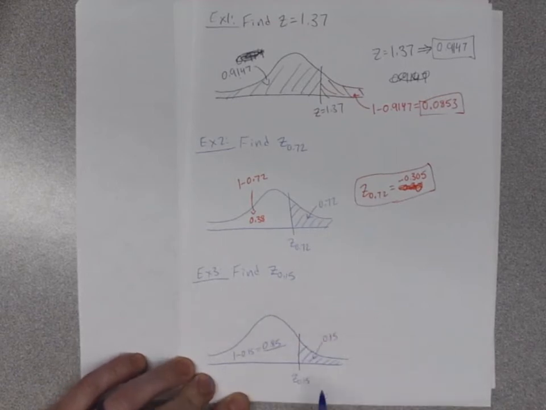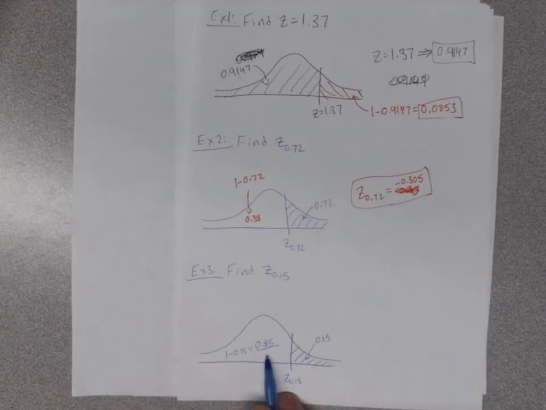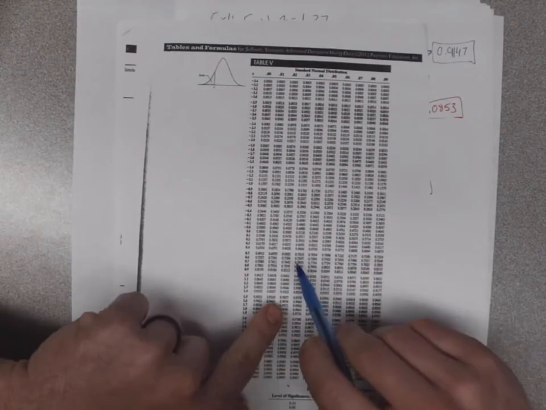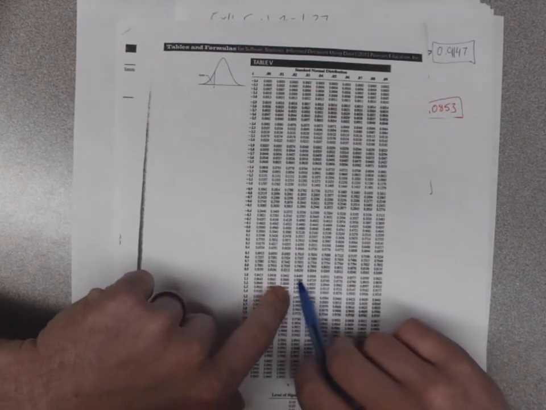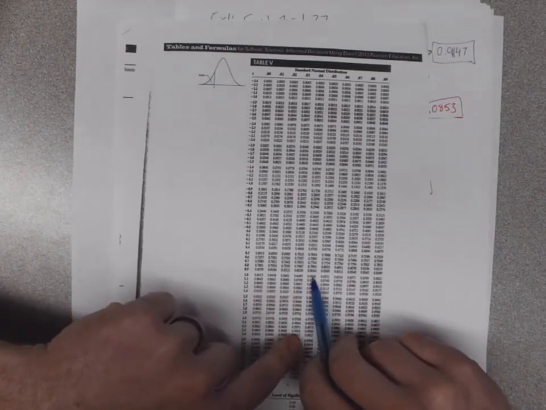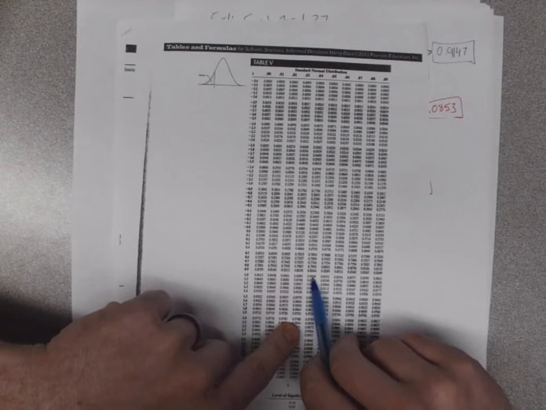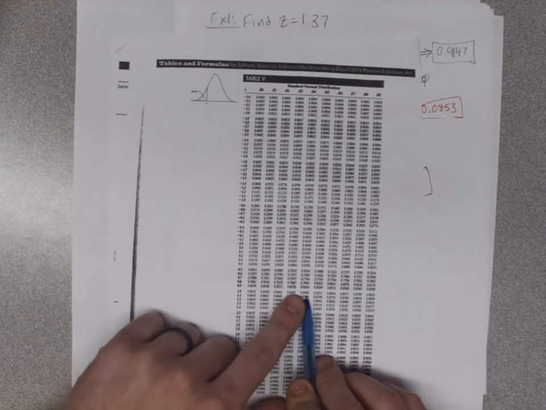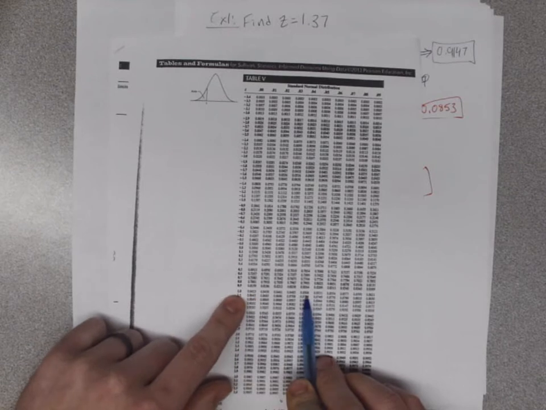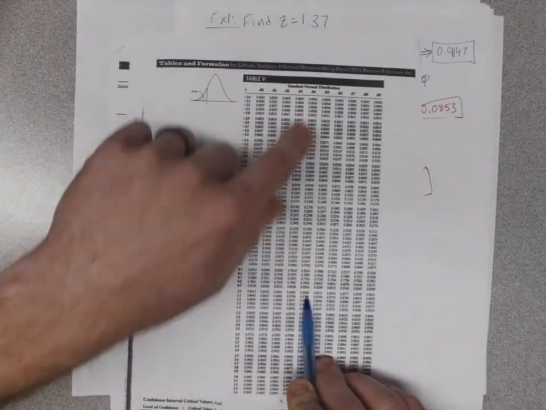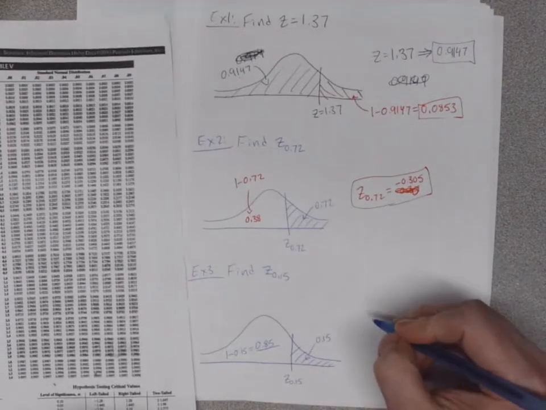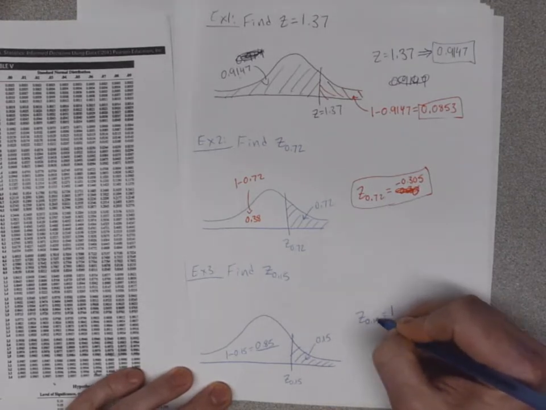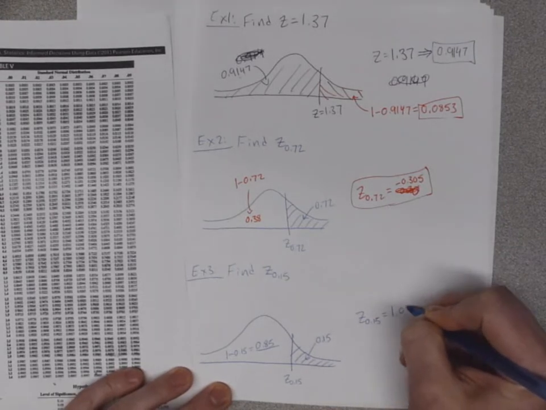So that's what we want to look up in the z table, in the body of the z table now, 0.85. So we come in here, and 0.85 is right here, and I'm just going to say it's 1.04. So remember, you come in here and find the value you're looking for. You come over, it's 1.0, and up, and it's 0.04. So z of 0.15 is equal to 1.04.